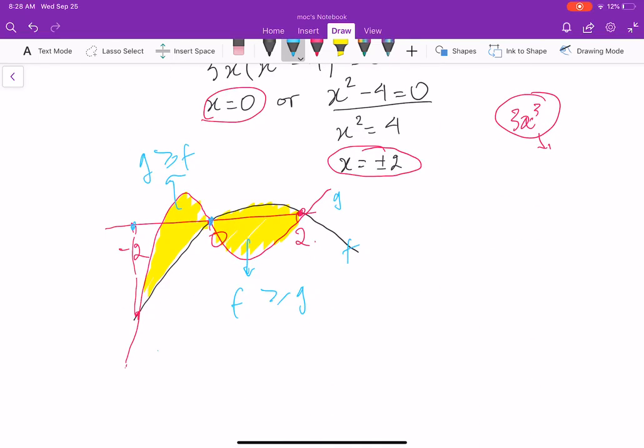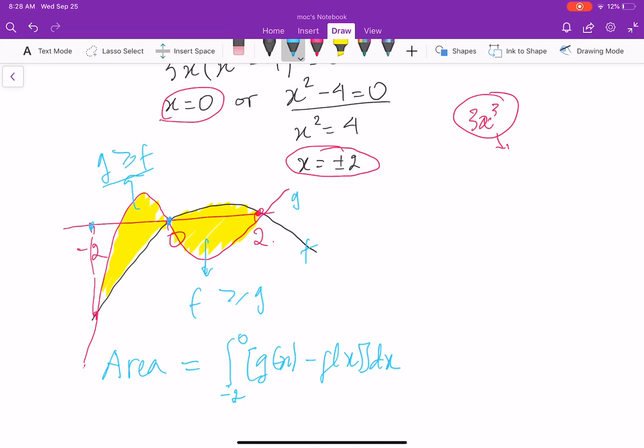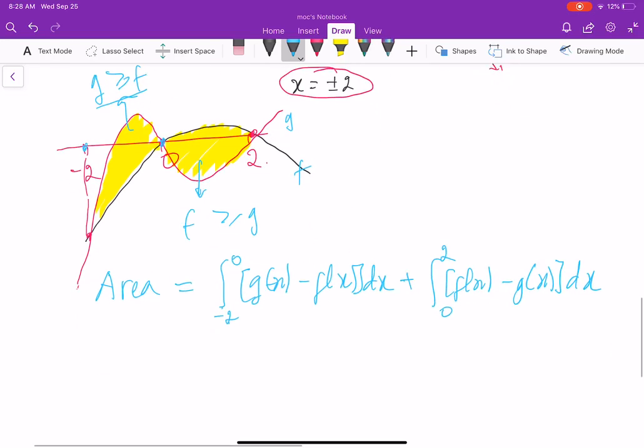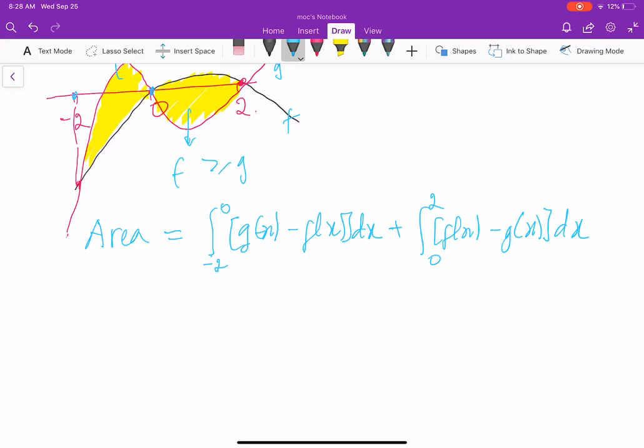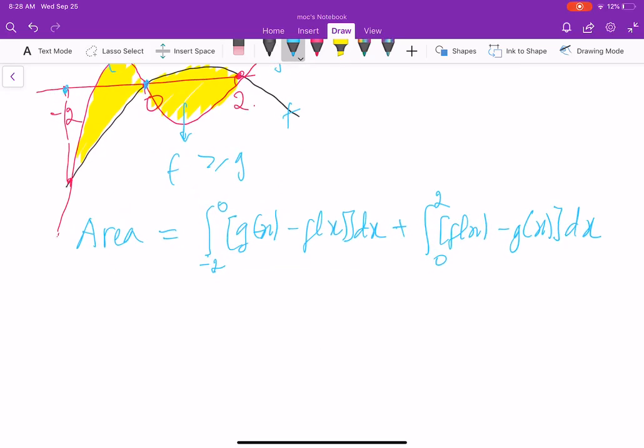from here, I can find the area of both regions is equal to the integral from -2 to 0. And on -2 to 0, g is greater than or equal to f. So I have g minus f of x, dx. And on another interval, from 0 to 2, f is greater than g. So I have f of x minus g of x dx. And now we just substitute f and g into each integral, right? And solve them.